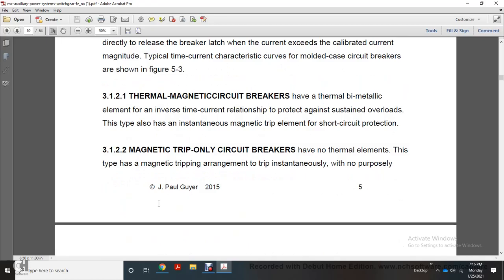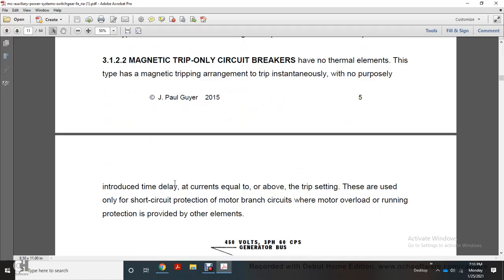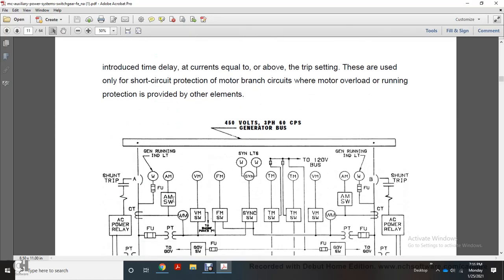Magnetic circuit breakers have a thermal bimetallic element with an inverse time current relationship to protect against sustained overload. This type has an instantaneous magnetic trip for short circuit protection. Magnetic trip only circuit breakers have no thermal elements. This type of magnetic tripping trips instantaneously, with no purposely introduced time delay, when current is equal to or above the tripping setting. They are used only for short circuit protection of motor branch circuits, when motor running and overload protection is provided by other elements.